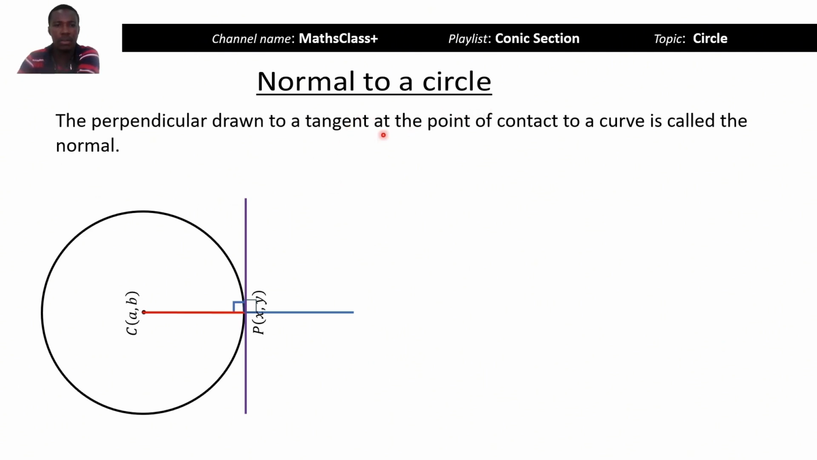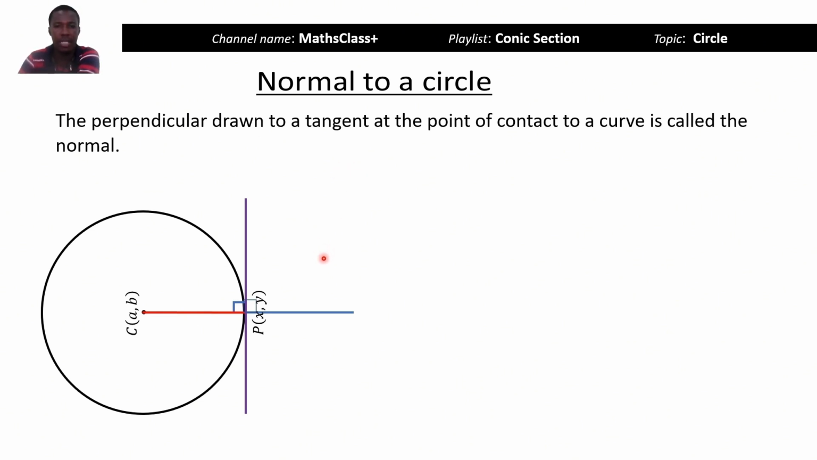Normal to a circle. Now, a normal is a perpendicular line to the tangent of a circle. And the normal is drawn to meet the tangent line at the point of contact. And so the normal is collinear with the radius, which also touches the point of contact.